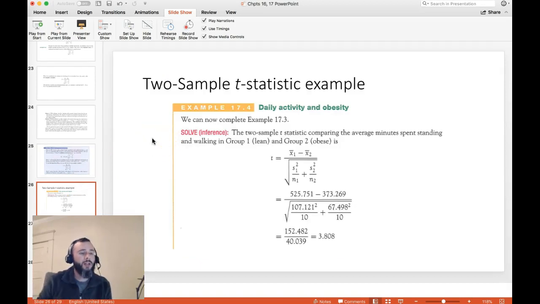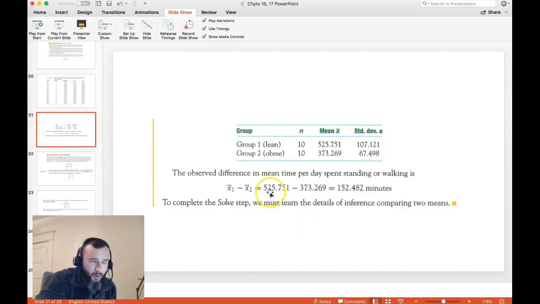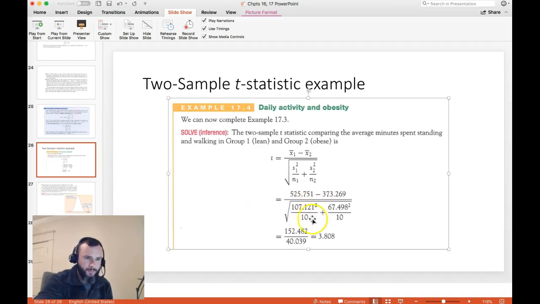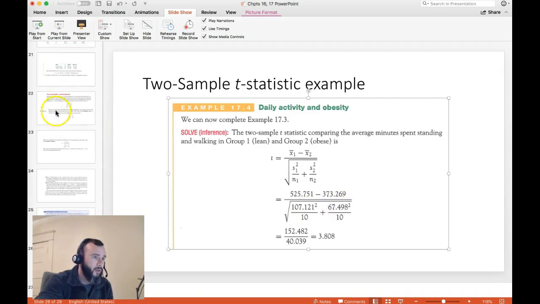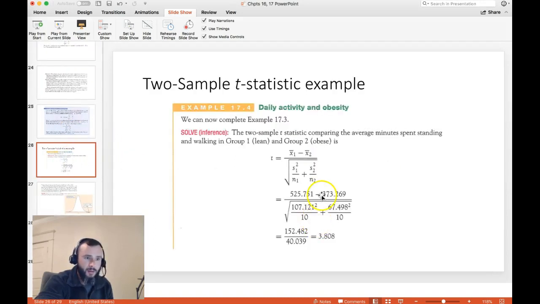So here's an example to finish up on that obesity and exercise example. So to solve it, we use inference, of course. The two-sample t statistic for comparing these things is here. And so these numerators are the 525 and the 373 that we got from right here, 525 and 373. And all we're doing here is plugging that in, and then the s's, notice here's S1 and S2, and all of those are just coming from what we calculated as the s's right here. And the s's are then divided by 10 because that's what our sample size was.